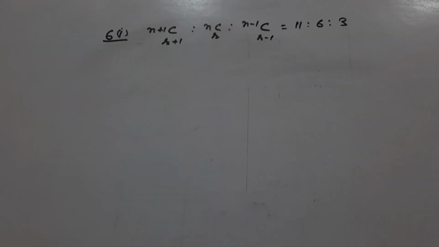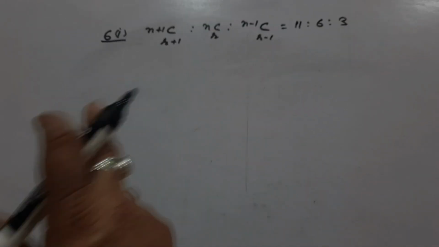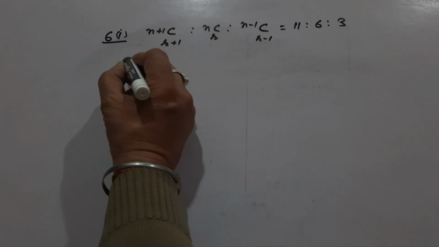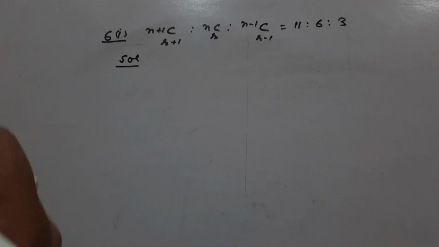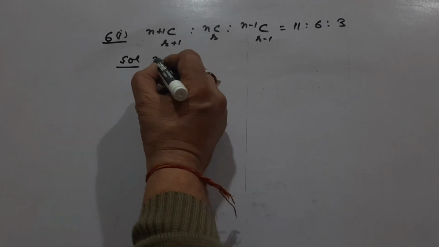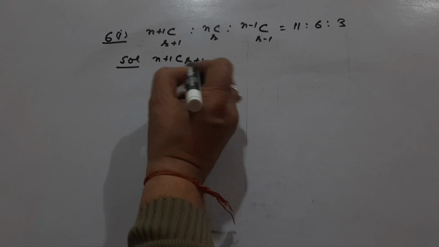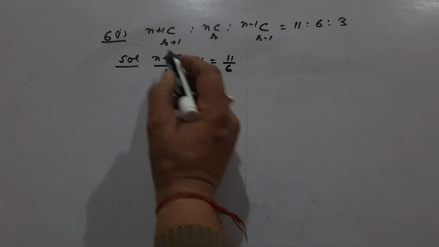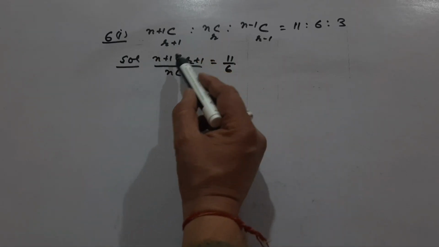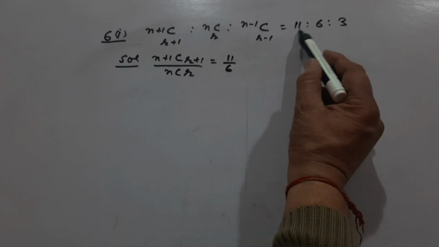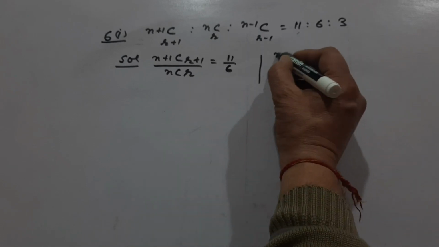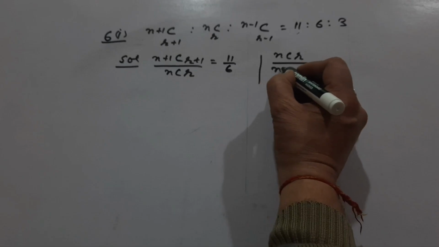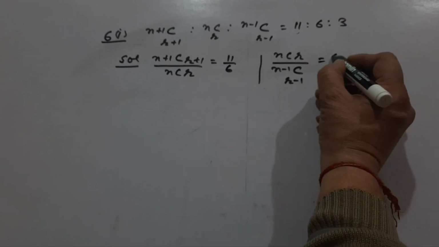Now let us start with sixth question, first part. (n plus 1)C(r plus 1) is to nCr is to (n minus 1)C(r minus 1) is equal to 11 is to 6 is to 3. Find out n and r. Now students, we can write it like this, that (n plus 1)C(r plus 1) upon nCr equal to 11 by 6. Taking first two, so we can write (n plus 1)C(r plus 1) upon nCr equal to 11 upon 6, and then taking second and third, nCr upon (n minus 1)C(r minus 1) equal to 6 by 3.